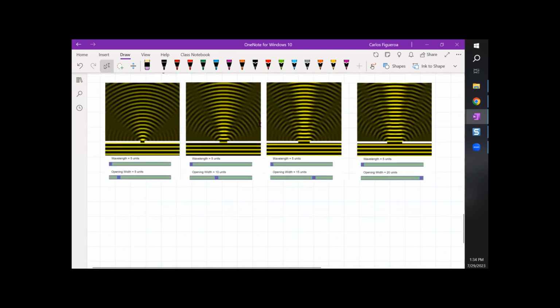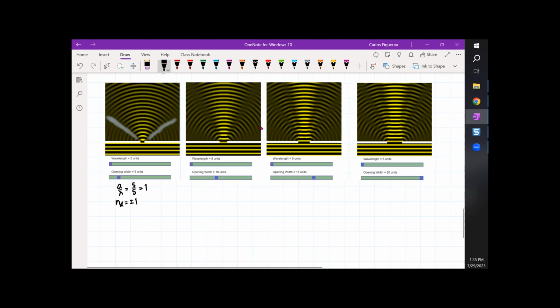So let's go look at this thing here. What we're really paying attention to is the minimas here. In this case, you can see that a over lambda is 5/5, which is 1. So if I look at the number of minimas, I have a minima here, and I have a minima right here. So this is what we would call nd equals plus or minus 1.